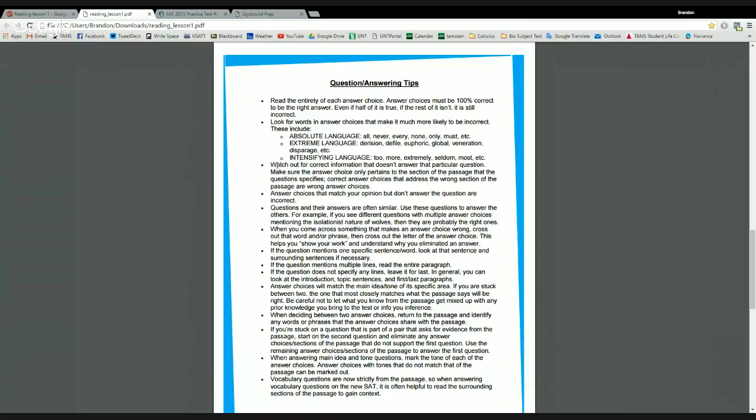Next, watch out for correct information that doesn't answer that particular question. Make sure the answer choice only pertains to the section of the passage that the question specifies. Correct answer choices that address the wrong section of the passage are wrong answer choices. So when you're given line-based questions, your answer only refers to the lines around there, like above or below. But make sure it doesn't refer to another part of the paragraph or another part of the passage, because usually it's incorrect, and you only want to read the context given, because that's usually where the answer is found.